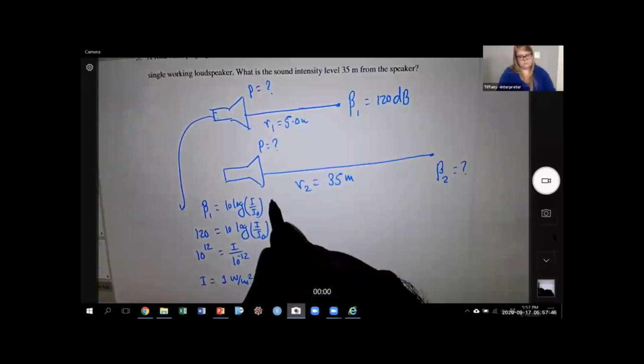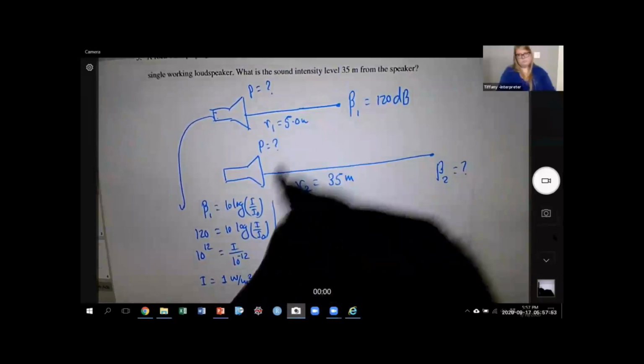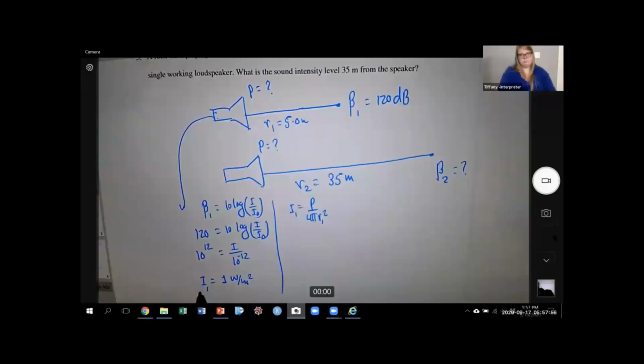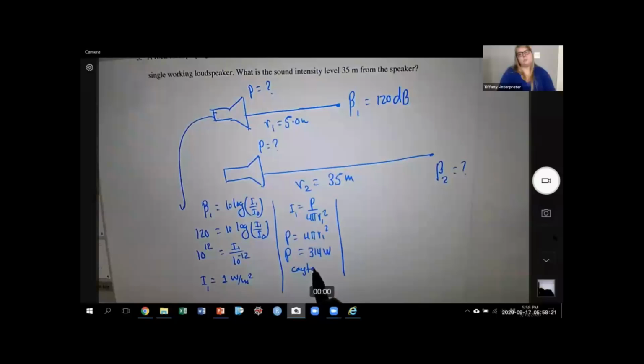Then you can find the power of the speaker, because I is power divided by 4 pi R1 square. This is I1. So power is 4 pi R1 square, because I1 is just 1. This is the speaker power. R is 5 meters initially, so the power is 314 watts. That is constant. The power of the speaker doesn't change.